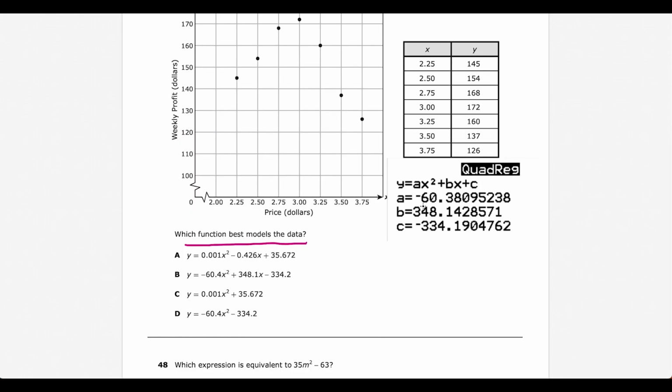Borrowing this data here, you see how A is going to be negative 60. That's our coefficient of x squared. Then our B value, the coefficient of x, is 348.1. And then our constant at the end is going to be negative 334.2. So this is definitely matching choice B.